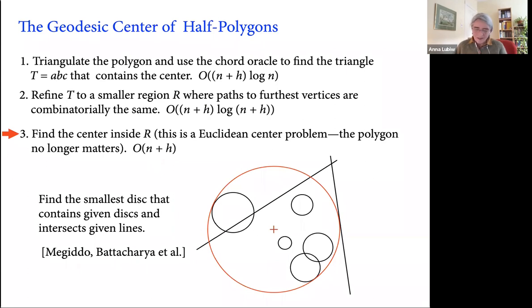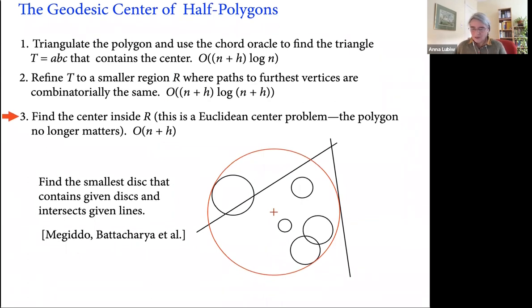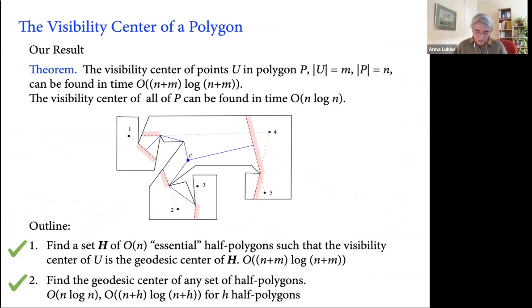Not that it matters because we've used n log n so many times. Okay. So that's the outline of what we're doing in this last step. And we are getting n log n time for the half polygons, the order n of them that came out from the visibility problem, or I have n plus h log of n plus h in the general case when I have little h possible half polygons.